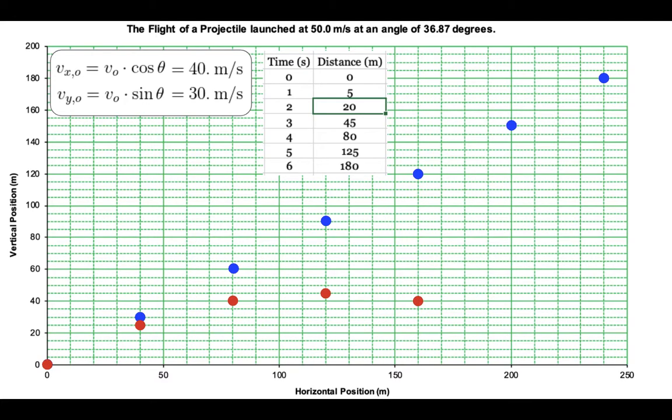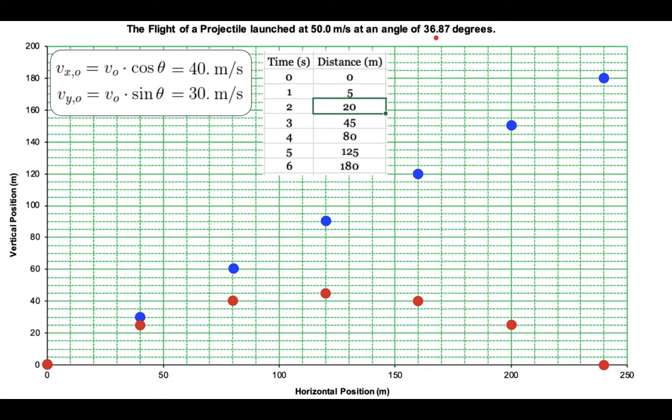After 4 seconds, it'll be 80 meters below where it would have been without gravity. So if you go down 80 meters from this point, you get right here. After 5 seconds, it will fall 125 meters from where it would have been without gravity. So that's down here. And after 6 seconds, it'll fall 180 meters, and this is 180 meters up, so it hits the ground.